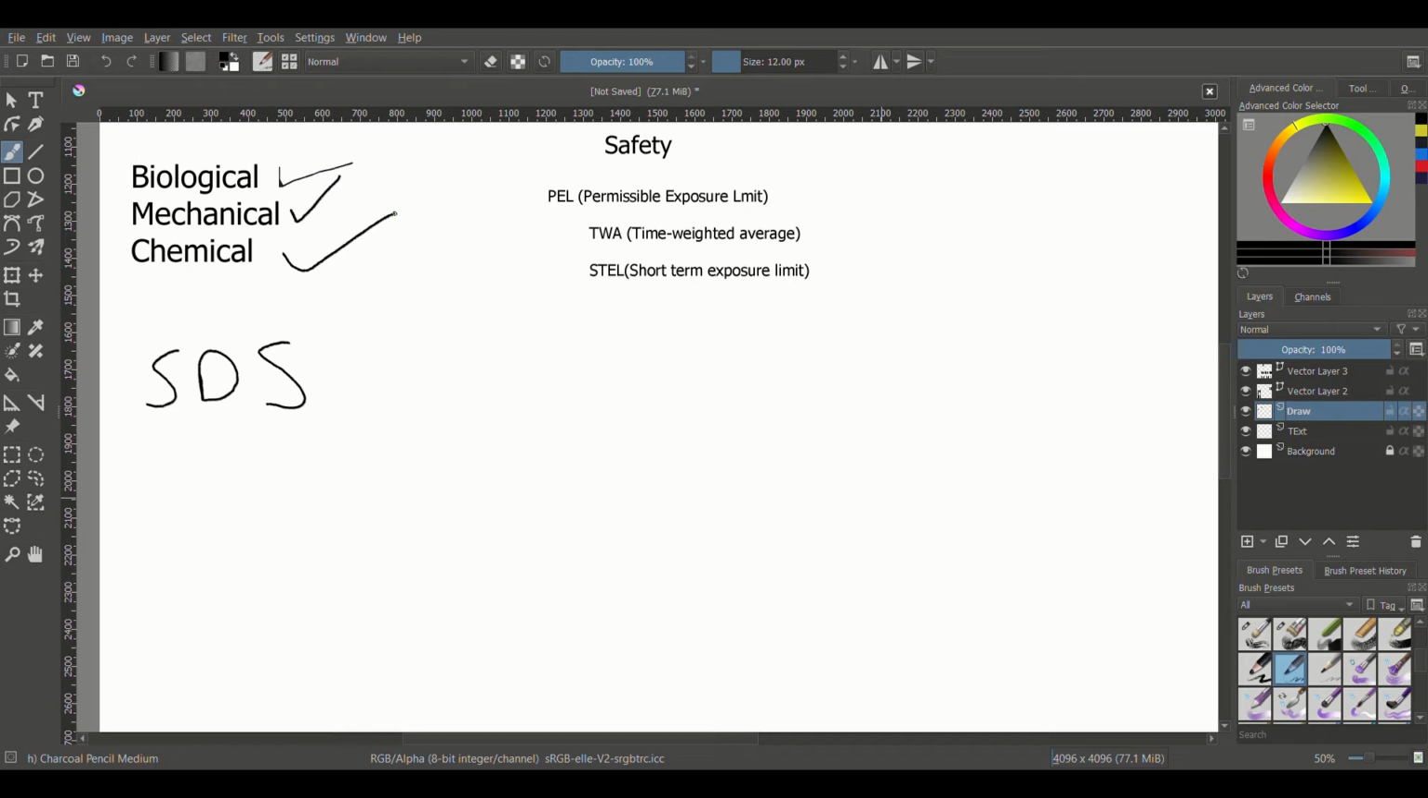And part of that is the right to know law. Essentially, as workers inside the laboratory, we have the right to know about the chemicals that we work with. And when I say chemicals, I'm talking about things that we purchase and we use in the laboratory. So obviously everything is chemicals, but in a general sense, we're going to talk about chemicals that may harm us in some way.